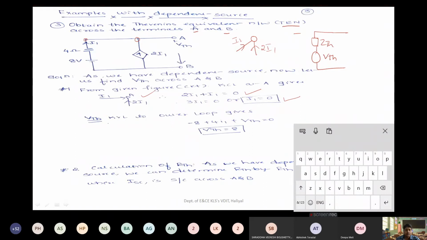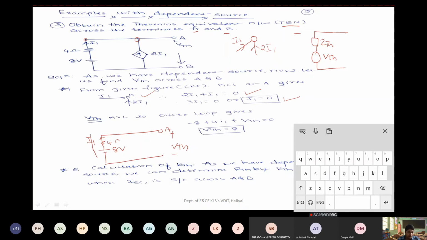Then, in order to find VTH again, if you apply KVL to the outer loop, you will get this kind of circuit. You have a 4 ohm resistor and an 8 volt source here. Already current I1 is mentioned, and on the outer loop here you have A, that is nothing but plus and minus VTH.